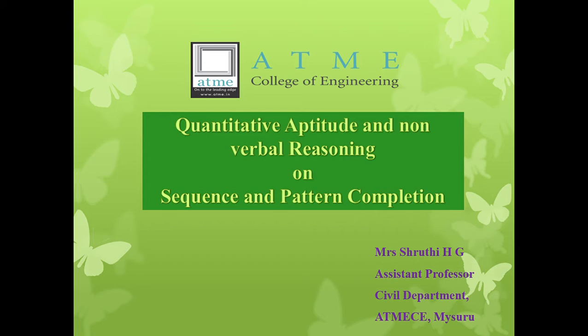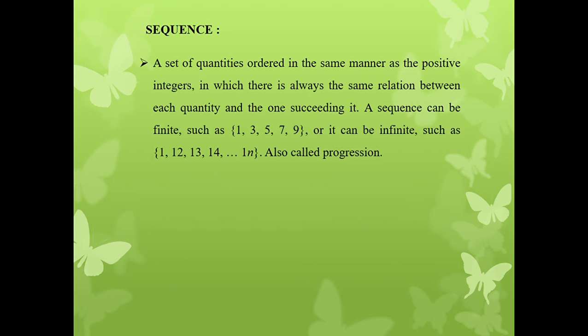Let us first know the definition of sequence and pattern completion. Sequence is a set of quantities ordered in the same manner as the positive integers, in which there is always the same relation between each quantity and the one succeeding it. A sequence can be finite, such as 1, 3, 5, 7, 9, or it can be infinite, such as 1, 2, 3, 4 up to the nth term, also called a progression.